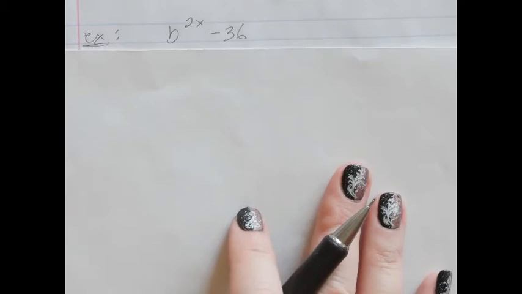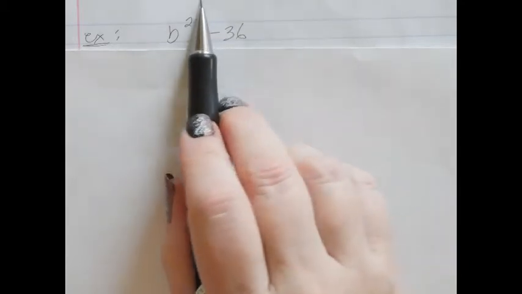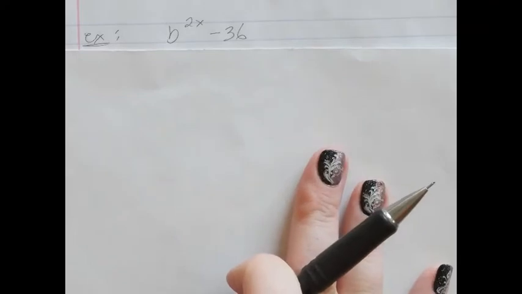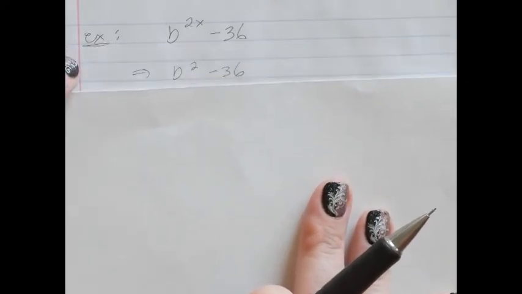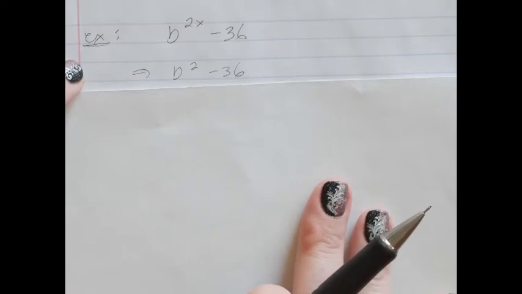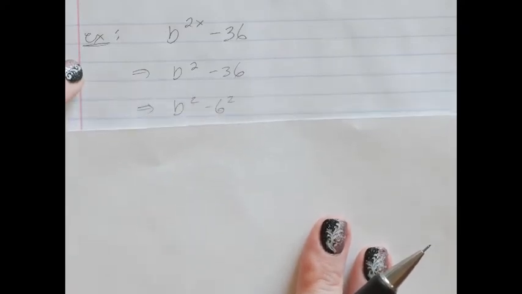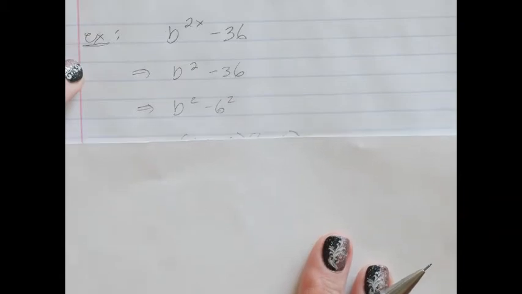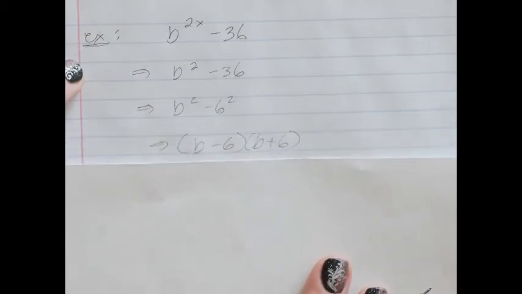We have a new example, b to the 2x minus 36. All right. Ignoring the x for a second, you can see that that's b squared minus 36. And I changed the 36 so it is a power of 2. Perfect. Now this looks like something that we've done before. That's a difference of squares. b minus 6 times b plus 6. Good to go.